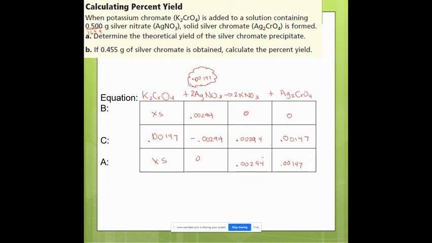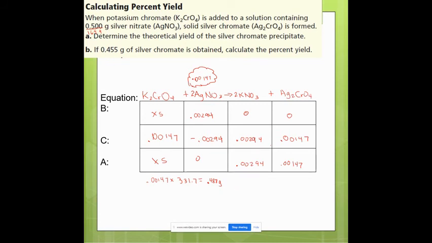All right, so now we know how many moles of this we're going to make. We need to figure out grams for that. So 0.00147, we're going to multiply that by the molar mass of silver chromate, and that is 331.7. And we end up with 0.488 grams of this actually or theoretically formed.